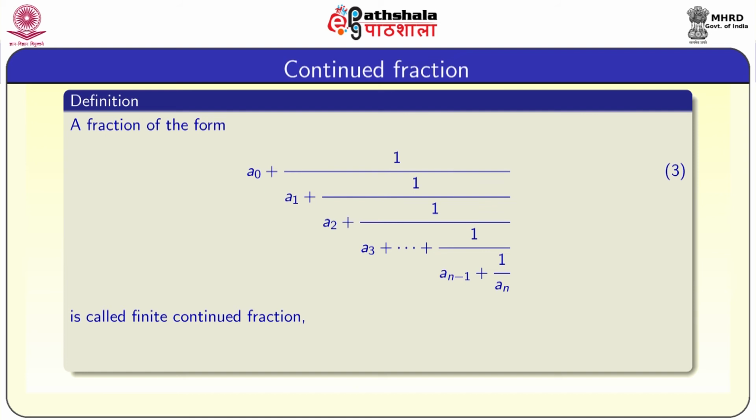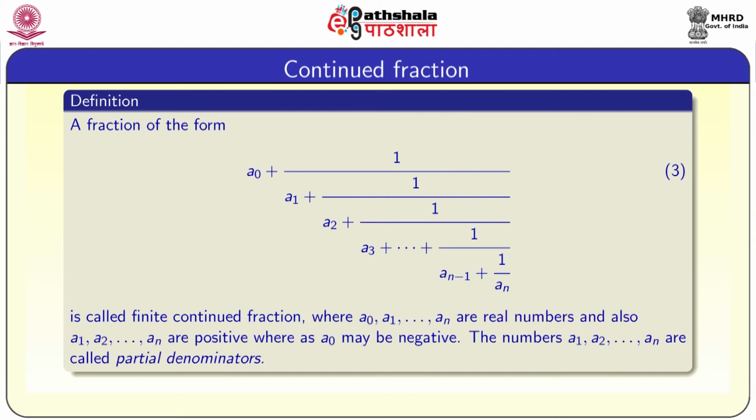So we are defining what a continued fraction is. A fraction of the form a0 plus 1 by (a1 plus 1 by (a2 plus 1 by and so on)), once terminated at 1 by an, is called a finite continued fraction, where a0, a1, and so on up to an are real numbers, and a1, a2, and so on up to an are positive, whereas a0 may be negative. Except a0, all the remaining ones are considered positive. The numbers a1, a2, and so on up to an are called partial denominators.